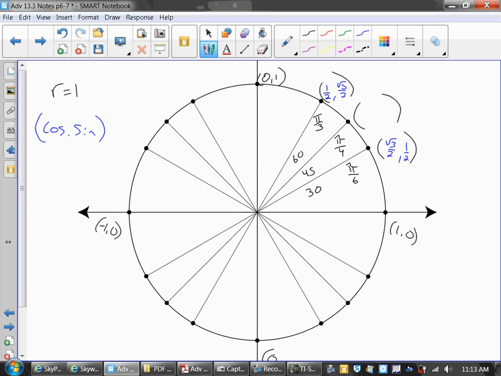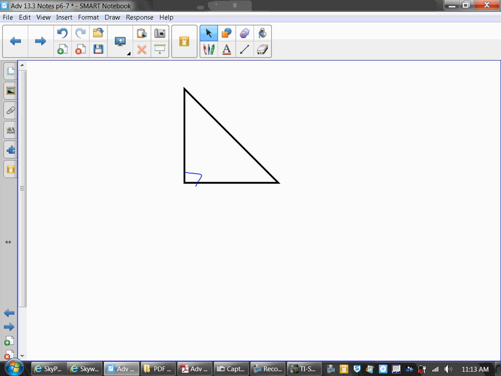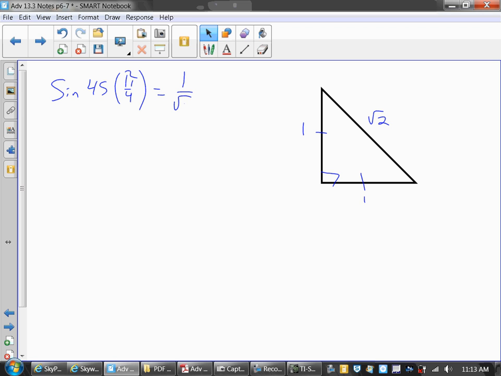Now, the 45. When you're working with a 45-45-90 triangle, it was pretty similar. You had to remember your special sides. So if we go back to a 45-45-90, just real quick, we said that it was 1, 1, and root 2. Remember that? So the sine of 45, which is the same thing as pi over 4, is 1 over root 2.